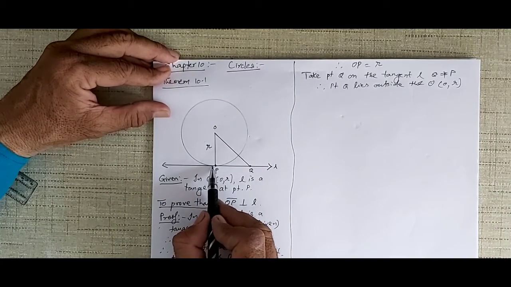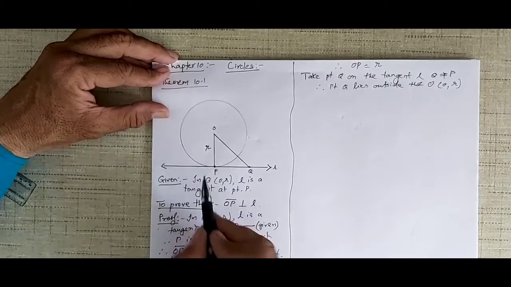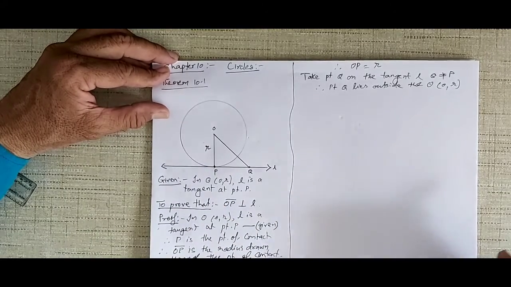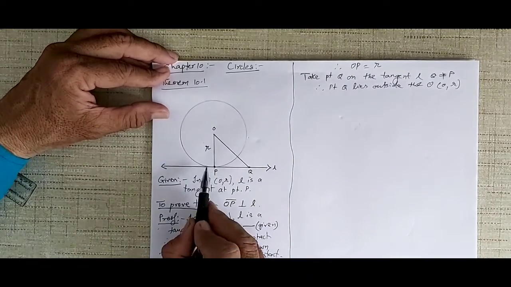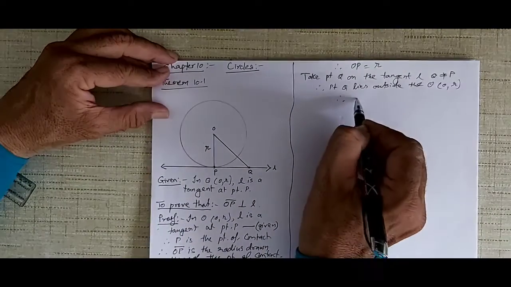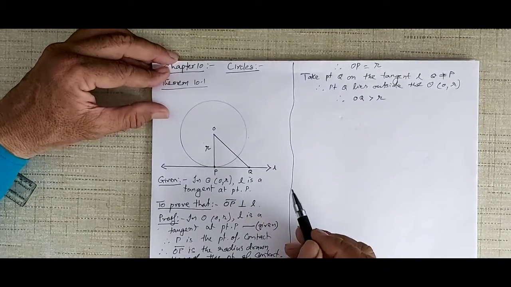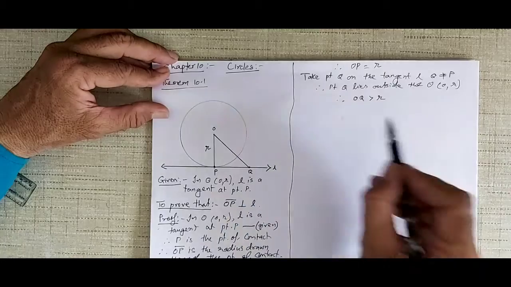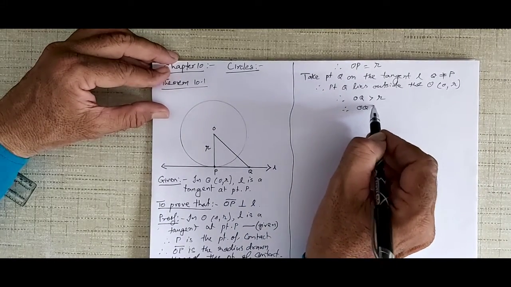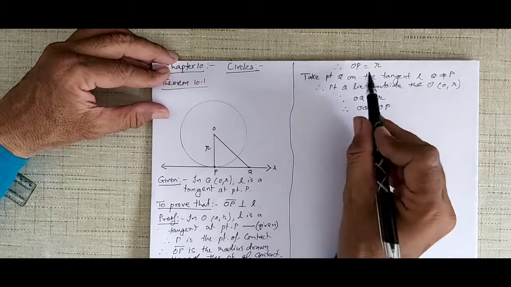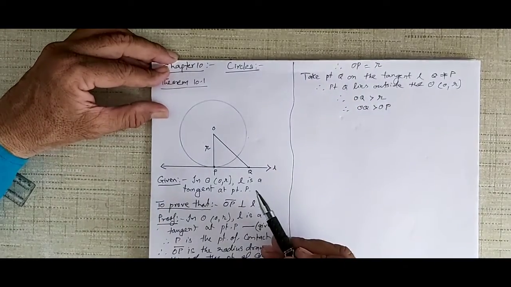It cannot lie on the circle because there is only one point of contact. If P is the point of contact, there cannot be a second point of contact. So point Q lies on the tangent, but it does not lie on the circle. Therefore OQ will be greater than the radius because it lies outside the circle. So OQ is greater than R, and therefore OQ is greater than OP, because OP is equal to the radius.